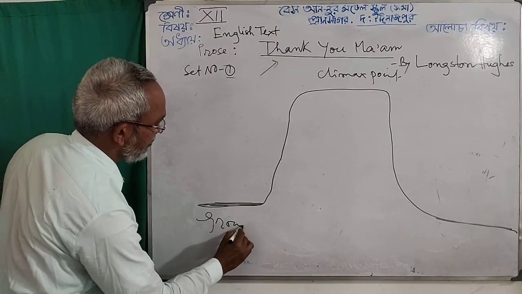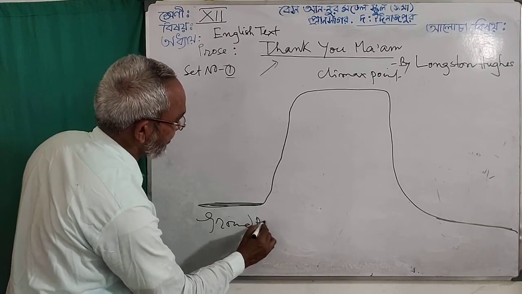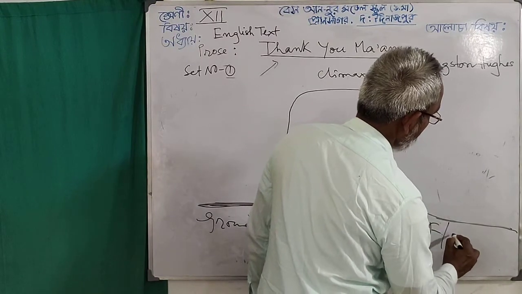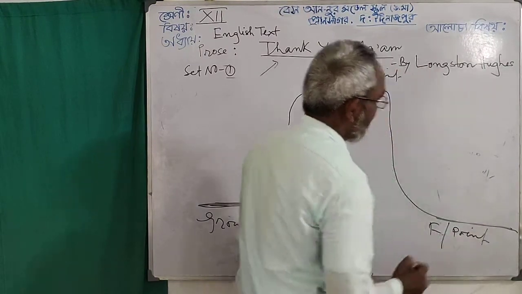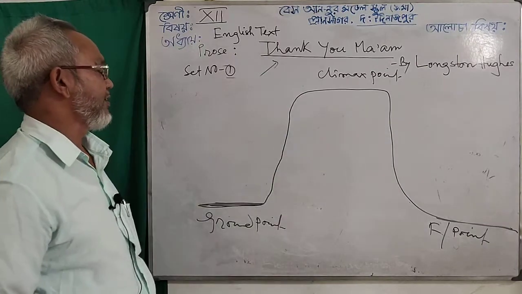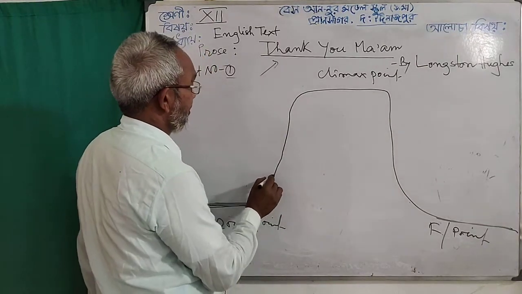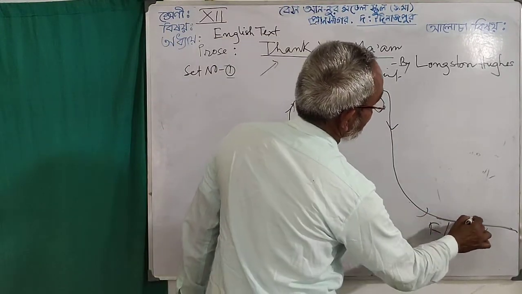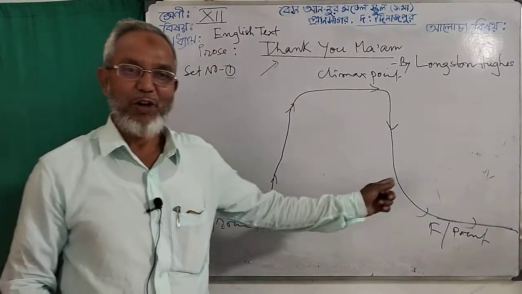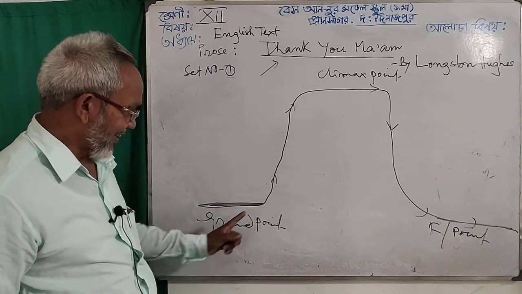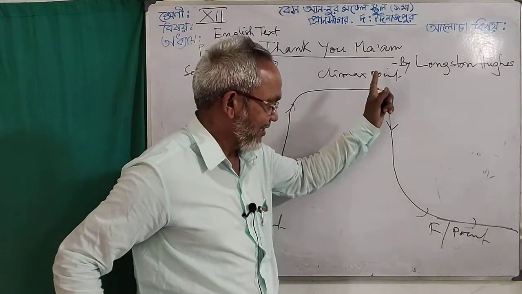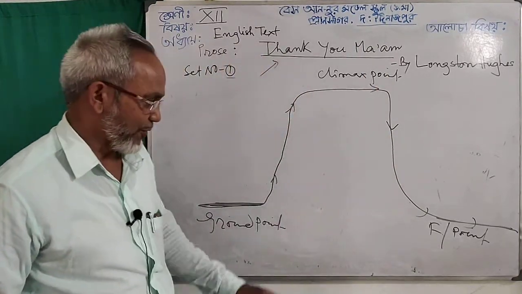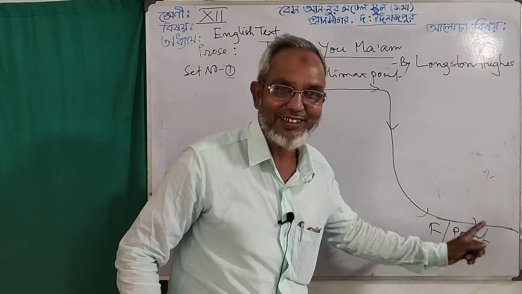Ground level, ground point. The finishing point, the ending point. This is the arrow mark, the OA. Look at the OA, the starting point. The arrow indicates the climax, down to the finishing point. We get the result. This is the story.